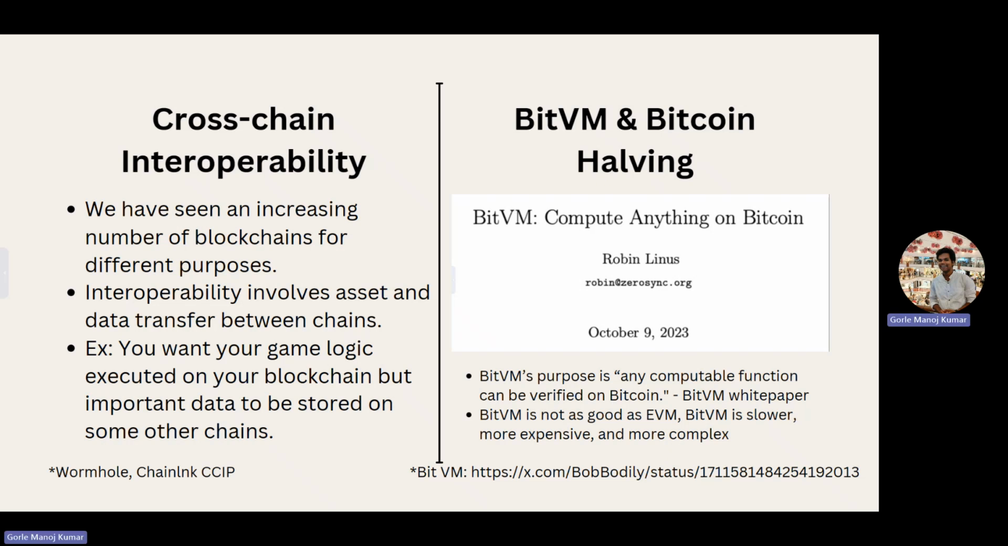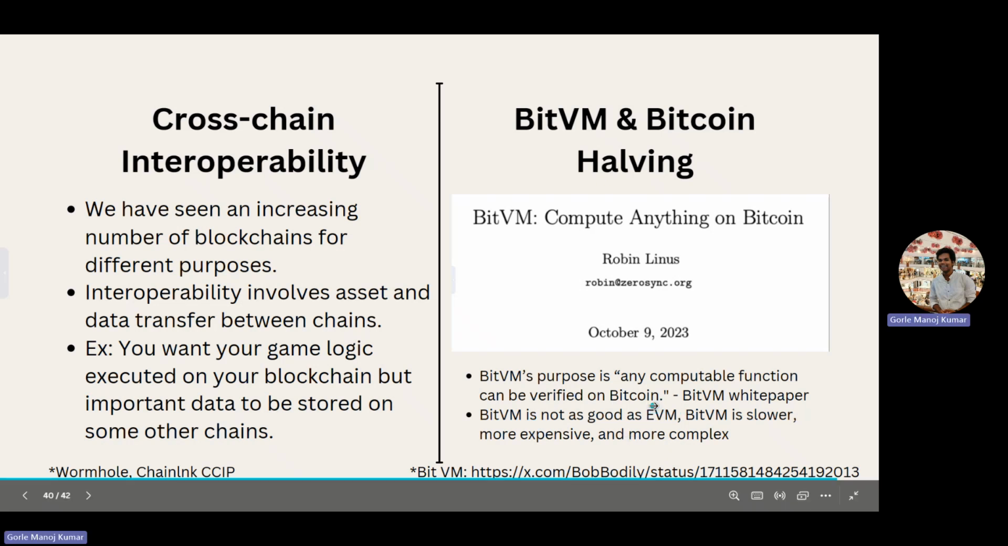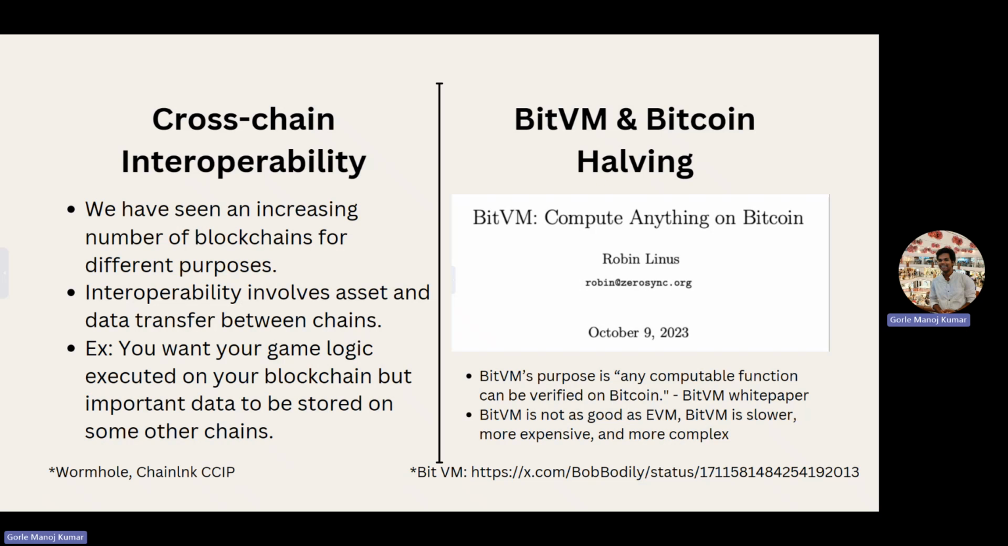Does that mean Bitcoin is turning to be Ethereum? How many of you agree with that? It can't. It never will, because Bitcoin is very vast. Computation on Bitcoin is too costly, and even if we want to make any sort of computation, it won't be as good as the EVM. That's what the white paper of BitVM states. BitVM's purpose is that any computable function can be verified on Bitcoin. I mean, if a function can be computed, it can be verified on Bitcoin, but you won't get the functionality of smart contracts. If we want to go into something technical, it's like a Turing complete machine.